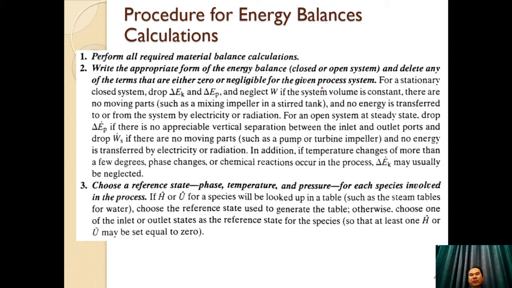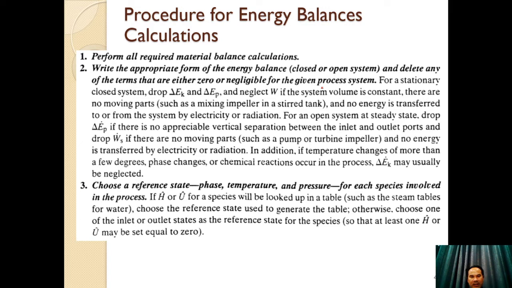You have to write the appropriate energy balance equation that we derived earlier in this class: the energy balance for a closed system and the energy balance for an open system. For a closed system, we consider the internal energy. But for an open system, we consider the enthalpy, because enthalpy equals internal energy plus the flow work. For a closed system, there is no flow of mass input and output. Sorry, there is no flow of energy.